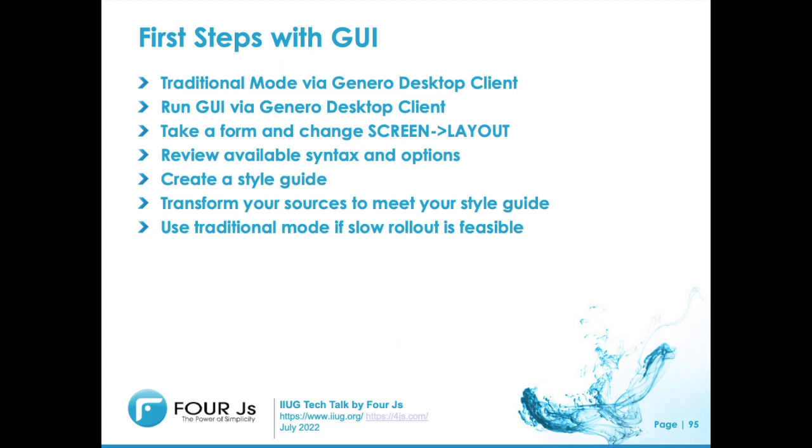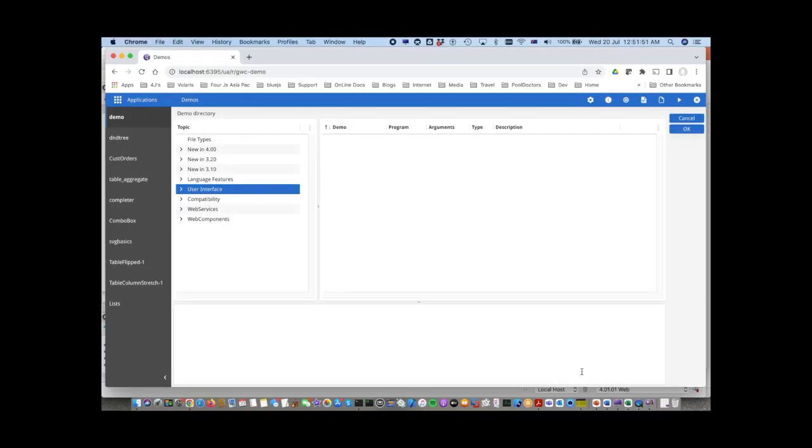If you're in a fortunate position where a slow rollout is possible, then use traditional mode to enable you to work on the important programs at the beginning and do the less important programs as time permits. Figure out how to show some GUI programs, but what I'm quickly going to do is use our demo program. I've started a number of demo programs up, and they're just showing some of the things you can do.